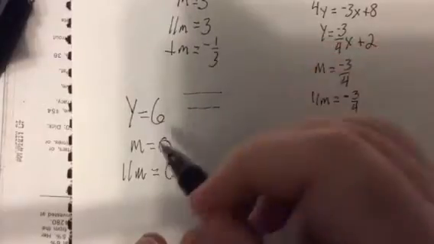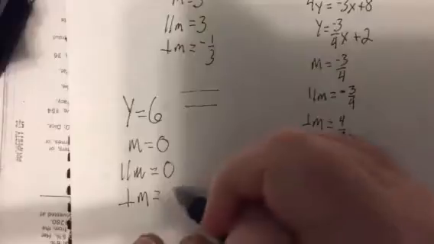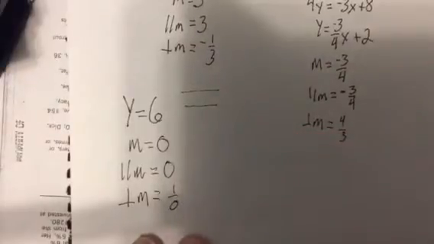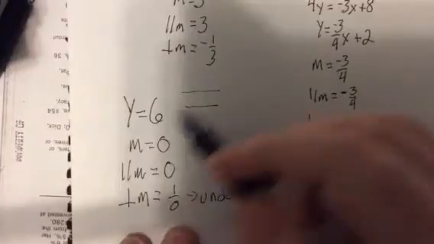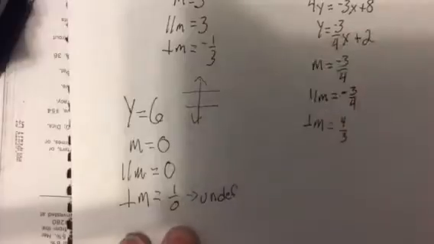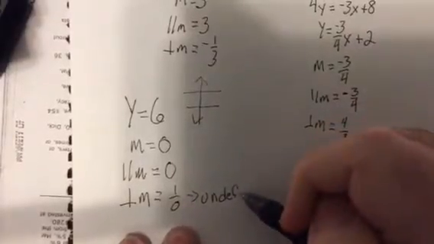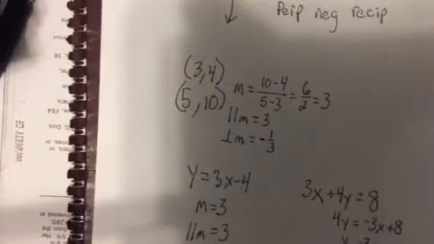See? Beautiful. Then the perpendicular slope, what's the reciprocal of 0? If zero's on the bottom, it's undefined. That is true all the time, because a perpendicular would have to be vertical. So therefore, it's undefined.